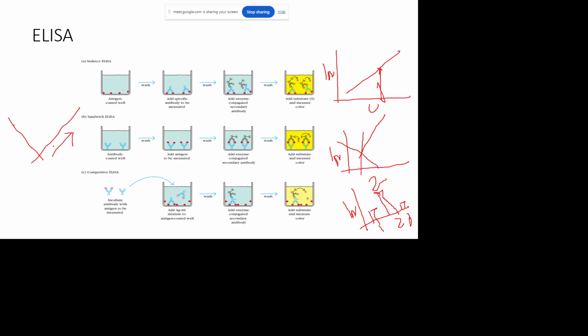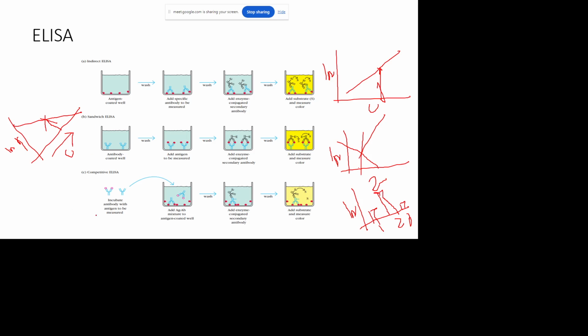So as you increase the antigen concentration, you will lose color intensity. So the graph will be like this. If you increase the antigen concentration, the intensity will decrease, right? So this is your standard curve. And now if you have an unknown antigen, then you will set up the same reaction and measure this intensity. If it falls like this, then you can find its concentration from this standard curve, right?